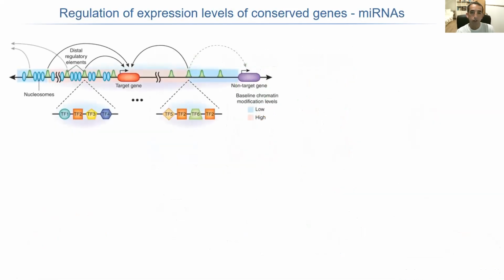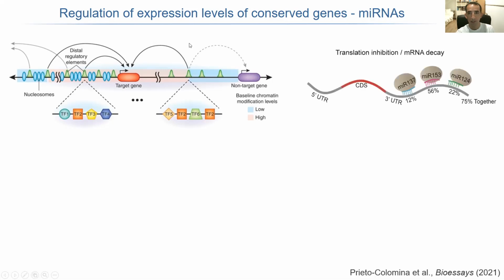Now, the genome that is associated to coding genes, 95 to 98% of the DNA in these regions is not coding DNA, but is actually regulatory DNA that is involved in regulating the expression levels of the genes that it is associated with. Now, in addition to enhancers, promoters, and distal regulatory elements, there are also additional mechanisms to control the expression levels of coding genes, including, for example, microRNAs.